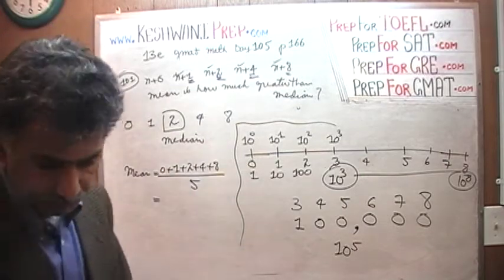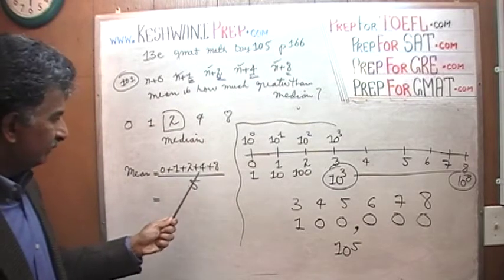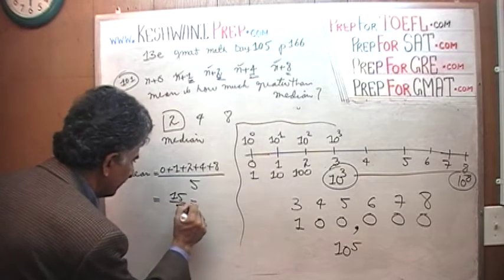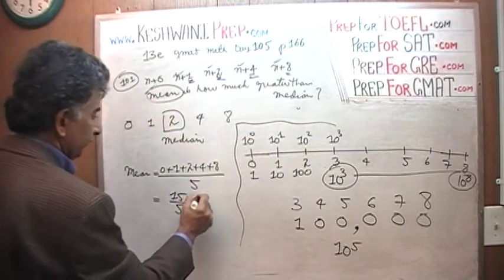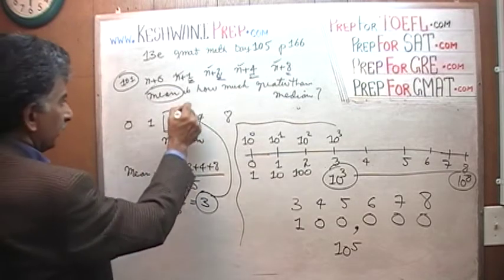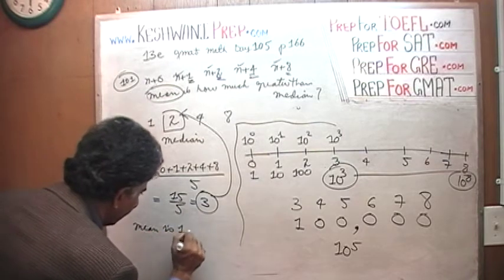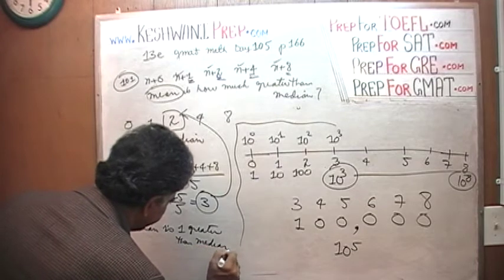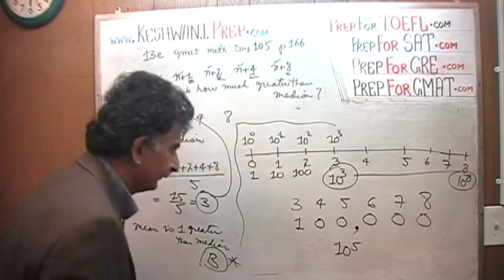0 plus 1 is 1, 1 plus 2 is 3, 3 plus 4 is 7, 7 plus 8 is 15, over 5, which is 3. So can we tell now how much greater the mean is than the median? Well, it's only one greater. The mean is 1 greater than the median. The answer is B. That's it, we're done.